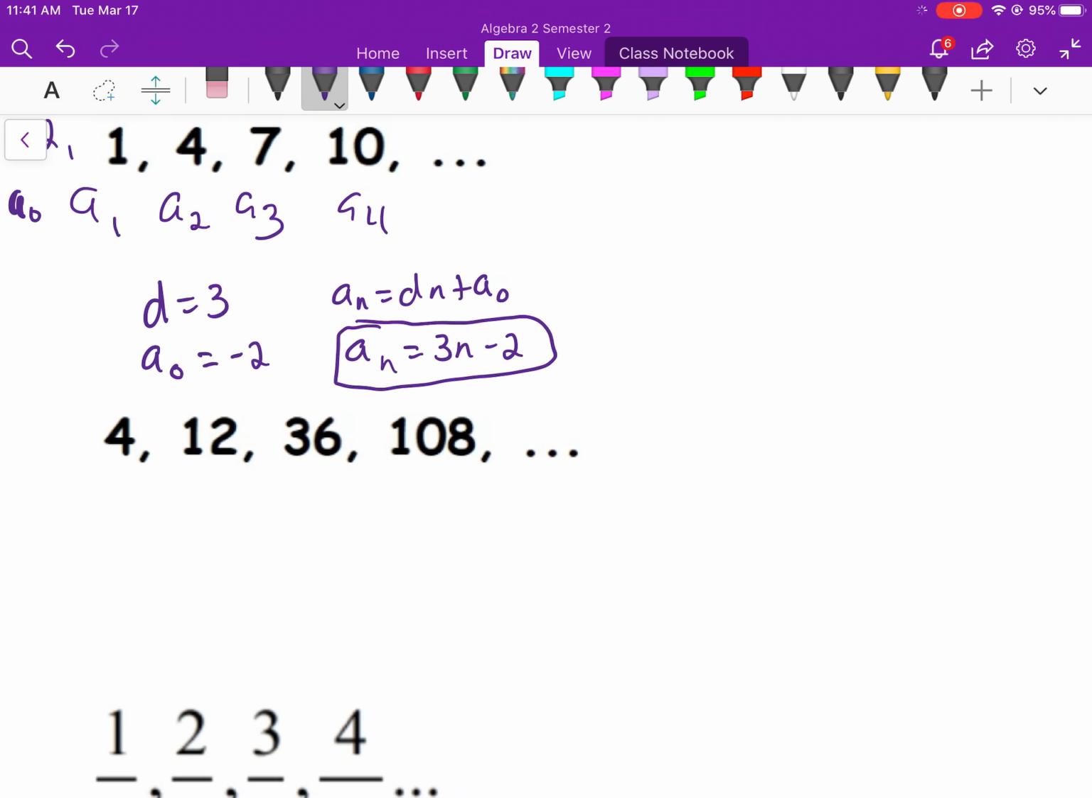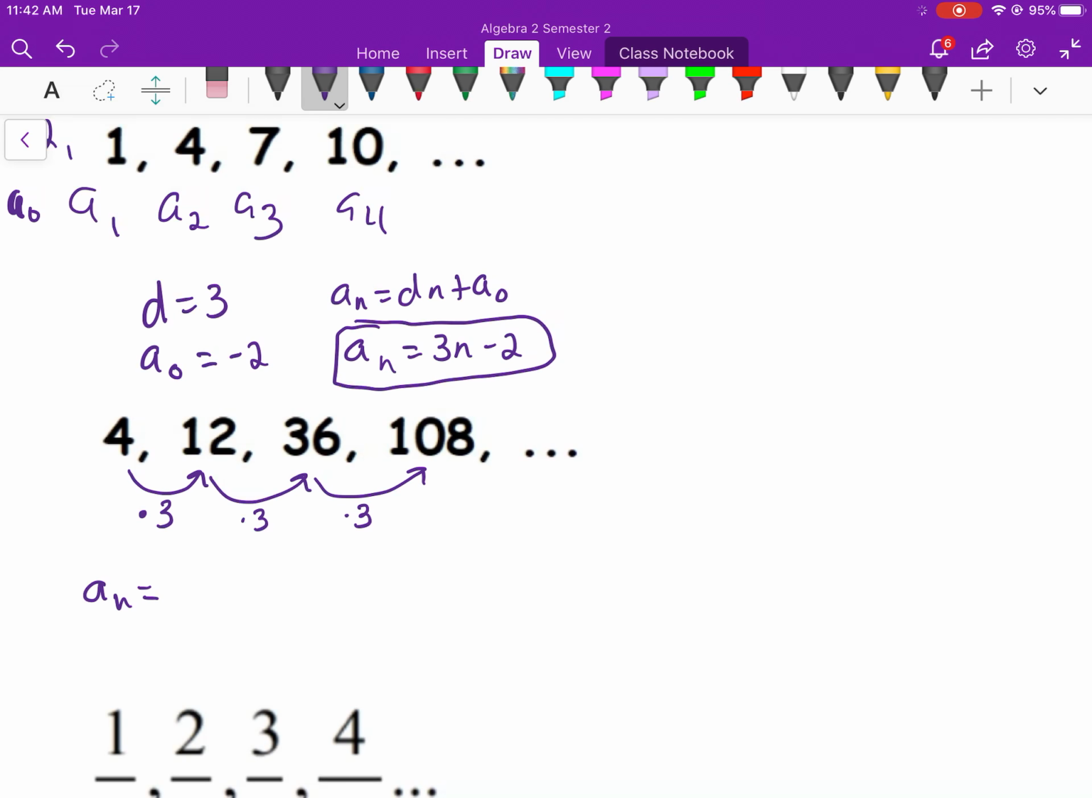Now on the next one, you notice it's not adding or subtracting. The pattern to get to the next term, which again should follow all the way through, would be times 3, times 3, times 3. Now, when it was adding and subtracting, we called it an arithmetic sequence. When it is multiplying or dividing, we are going to think of it as a geometric sequence.